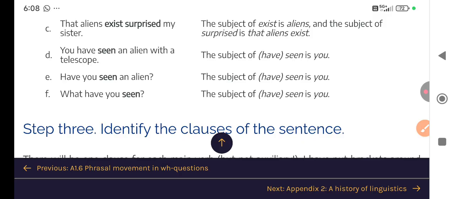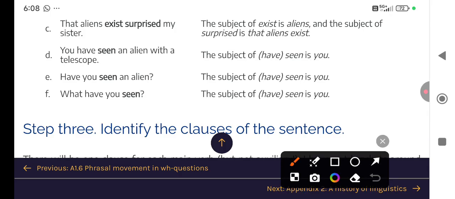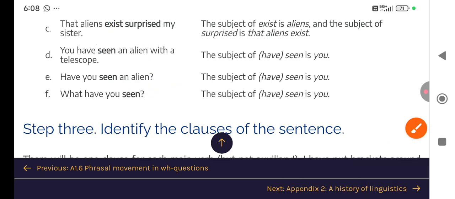Right? So this is a little bit different. The subject of exists is aliens and the subject of surprised, that is, that's a verb, no? This is verb, this is verb. So that's a surprise is that aliens exist. So here I tell you in a little detail.